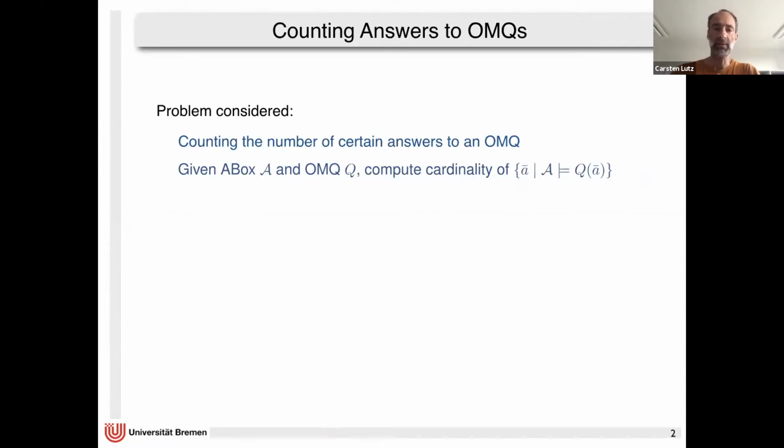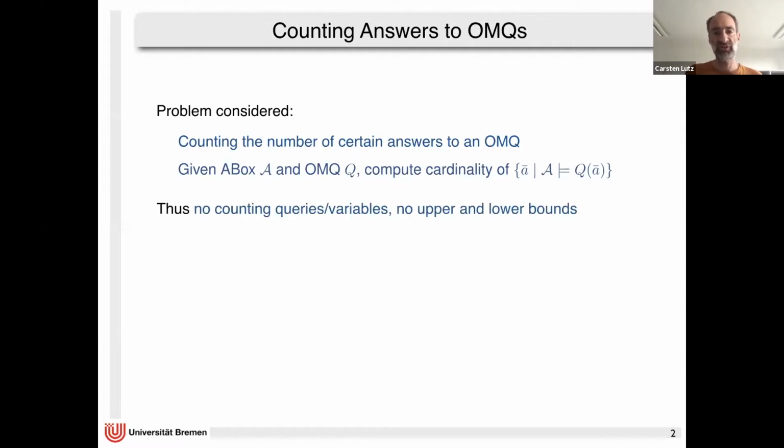And this is a very basic problem. It's just counting the number of normal, ordinary, certain answers to an ontology-mediated query. So more precisely, we're given as input an ABox and an ontology-mediated query, and then we just want to compute the cardinality of the answer set.